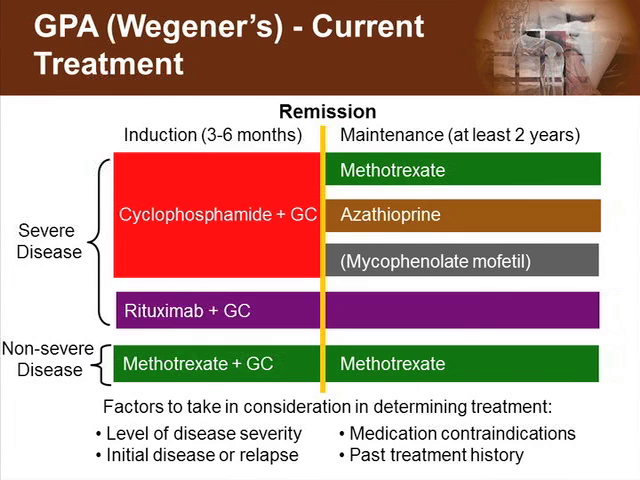The factors that we take into consideration in determining which of these treatment options to use include the level of disease severity, whether this is initial disease or a disease relapse, and in terms of our maintenance choices, medication contraindications, and the patient's past treatment history.